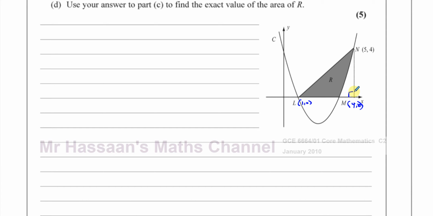Okay, and this triangle has a height of 4 units because this is the y value of n, and it has a width between 1 and this value of n, which is 5. So the width between here and here is 4 units. 5 minus 1 is 4, because this is the x value of L and this is the x value of n, which is vertically above this point.